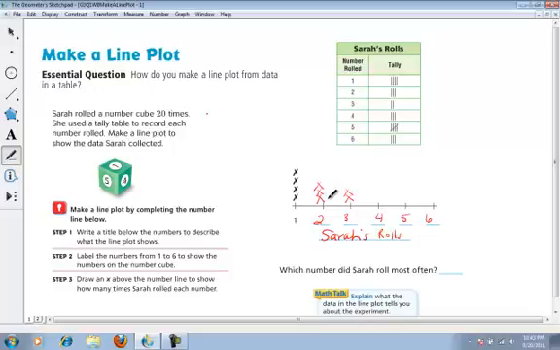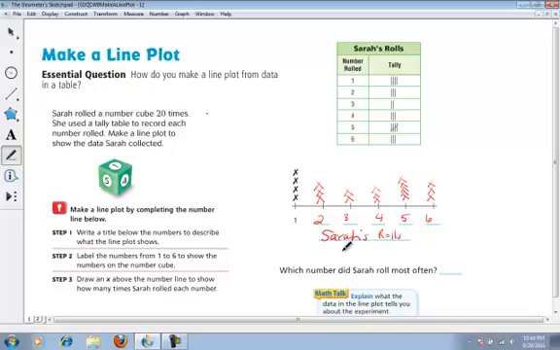And I'm going to try to make my X's all the same size, so that way I can compare them easily. Now let's look at how many times she rolled a 4. You're right, she rolled them 3 times. How about a 5? Look, she rolled a 5 five times. 1, 2, 3, 4, 5. How many times did she roll a 6? Yep, 3 times.